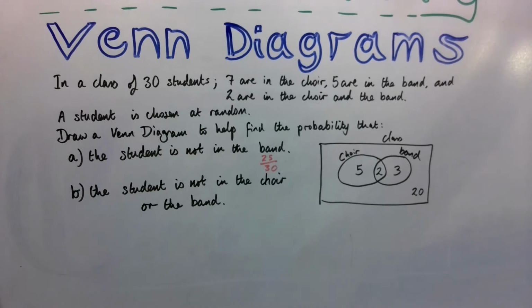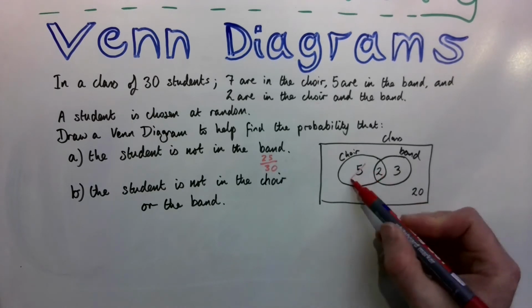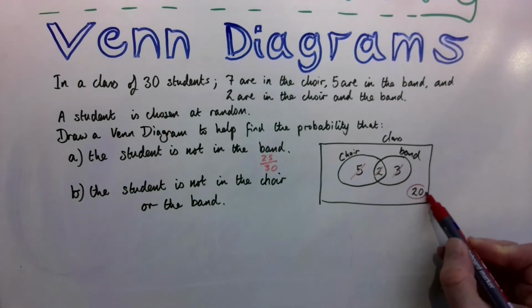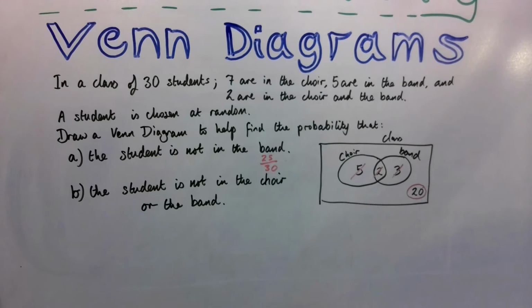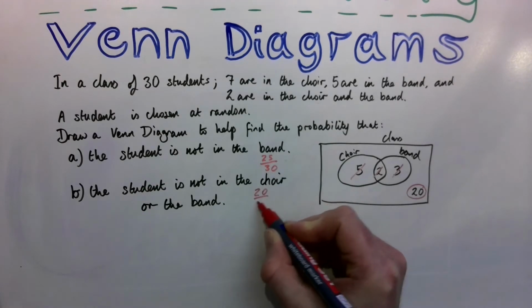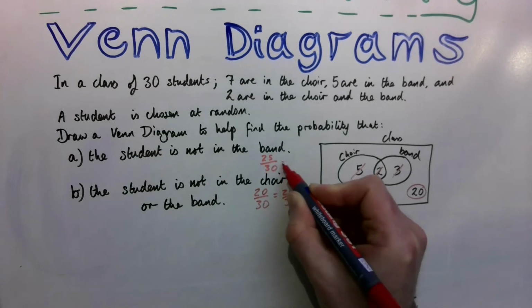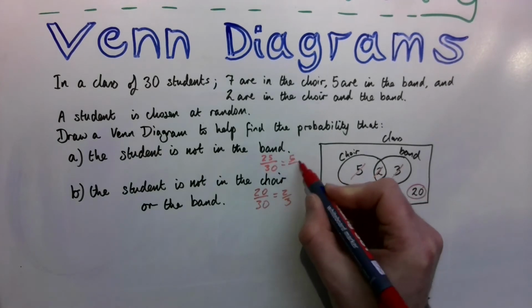Part B, the student is not in the choir or the band. So it's not there, it's not there, it's not there. That student must be one of those 20. So it's 20 out of 30. Or we could say 2/3, as we could say 5/6 there.